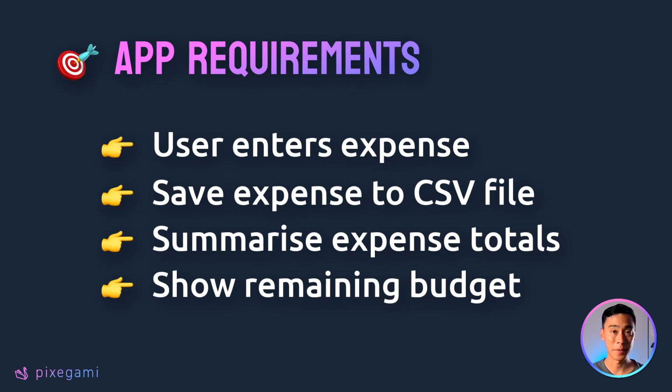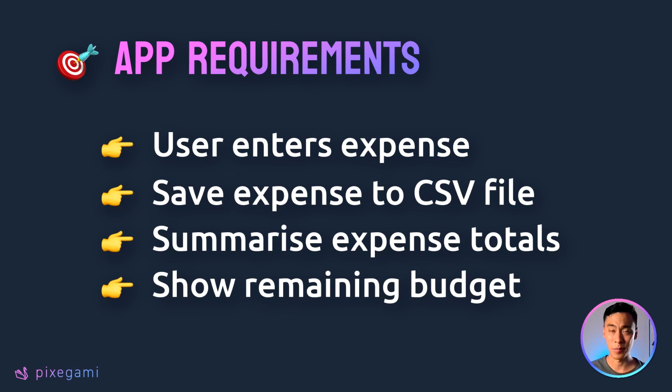The first step to building a successful app is to be very clear on our requirements. I've written out the requirements here, and you could use these requirements if you want, or you can modify them to have your own set of goals. But the ones I'm going to use are these four. So users will enter their expense. So we're going to need some kind of input. And then we want to save the expense to a CSV file. So we'll need to be able to write to a file on our disk.